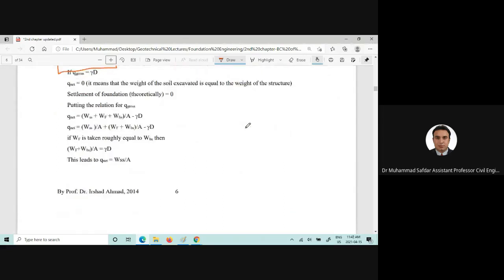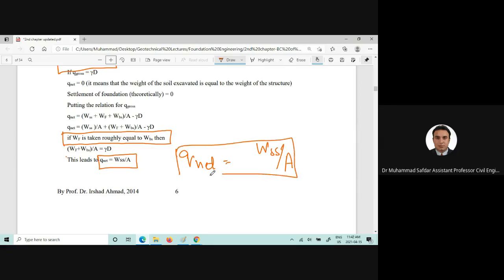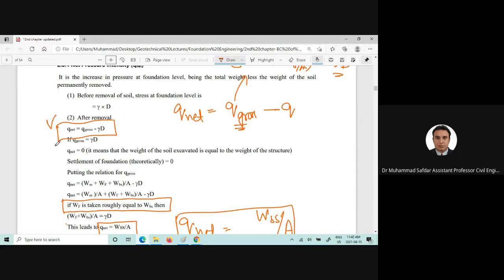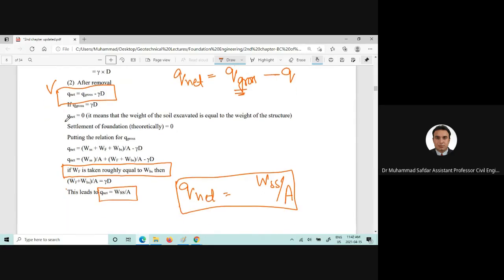Now, if we assume a few things, that the weight of the footing is equal to the backfill soil, which is not the case in reality, but if we take the unit weight of the footing and the unit weight of the soil to be equal to each other, then we will come up with a simple equation that Q net is equal to the weight of the superstructure divided by the area. But as far as problems and examples are concerned, from our exam point of view, this equation is more important, as we may ask about the net bearing capacity or the pressure intensity of the soil.